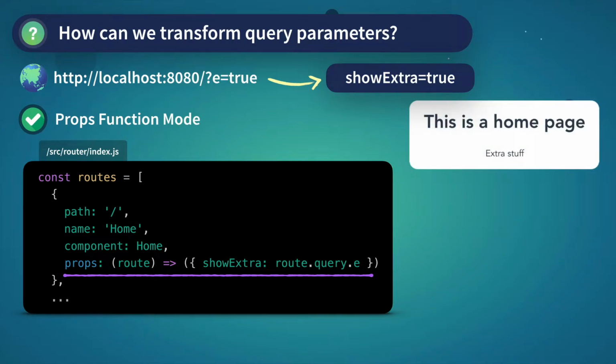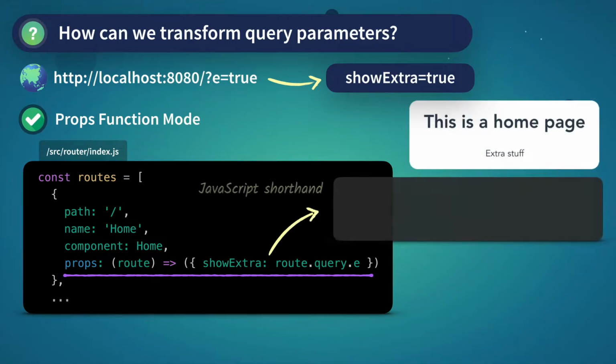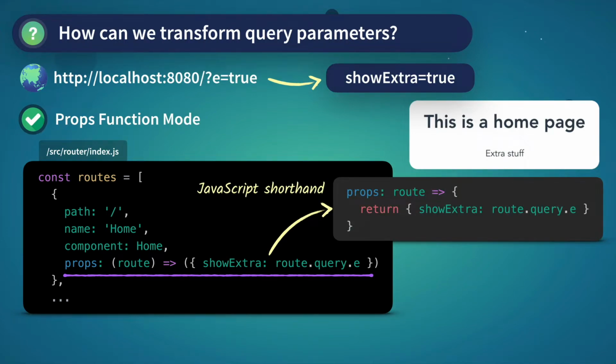It's worth mentioning that this object syntax is JavaScript shorthand for a full anonymous function. These two pieces of code do the same thing. I'm showing you this because in big applications, it might be useful to create functions which do more complex transformations.